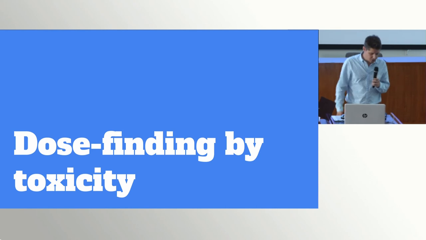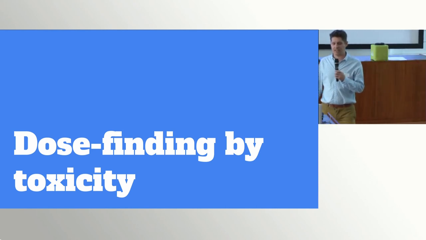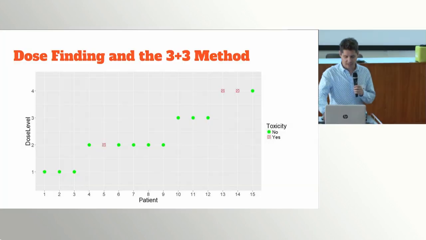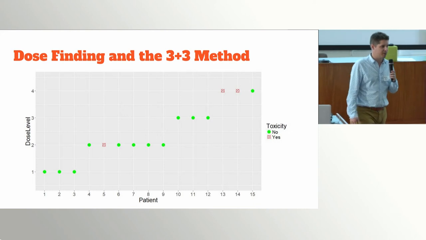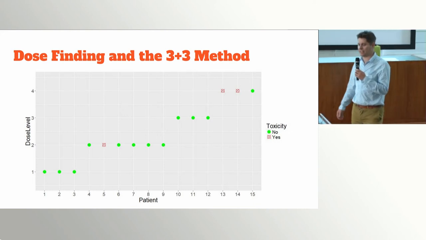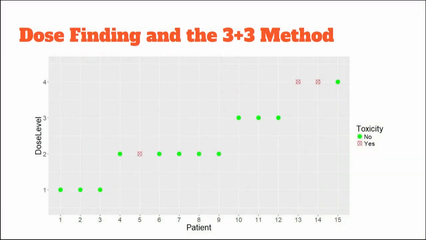So the standard paradigm of dose-finding is to dose escalate by toxicity only. Now, undoubtedly, if you were to pick a dose-finding trial that has taken place and been published in history, it would almost certainly use what's called the 3+3 method, or some derivative of it. And it's really simple, it's not statistical, and it goes like this.